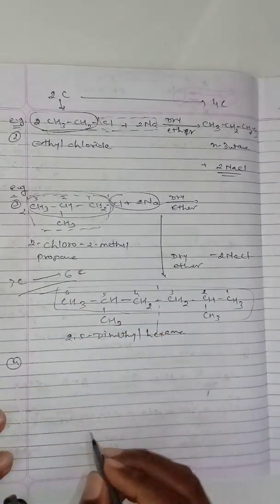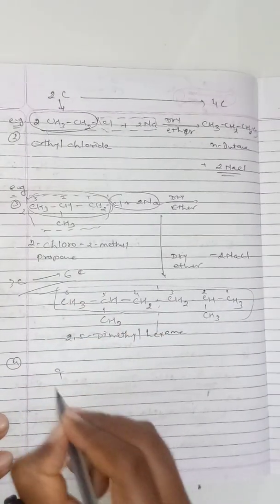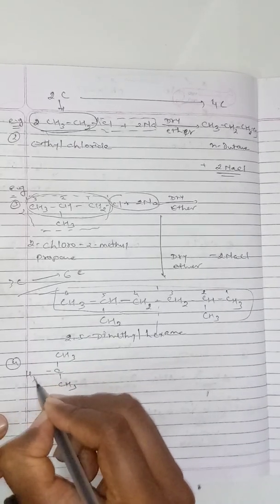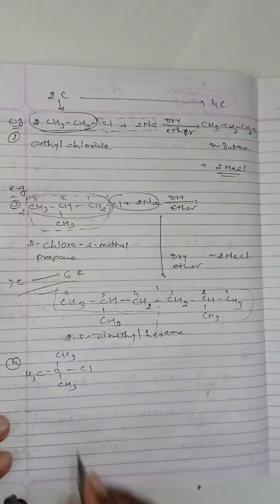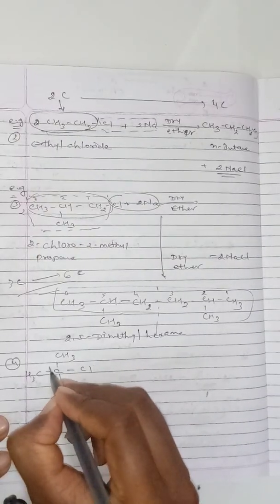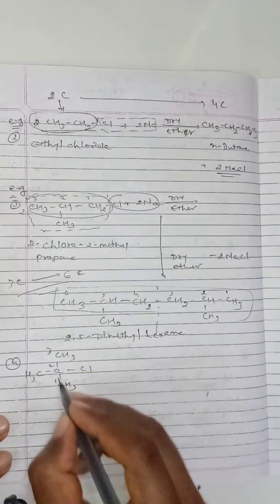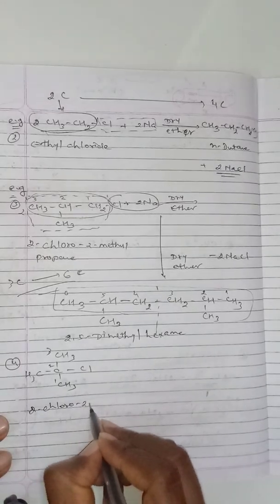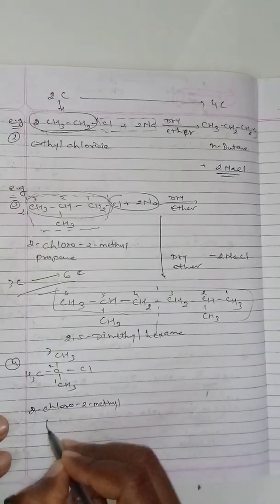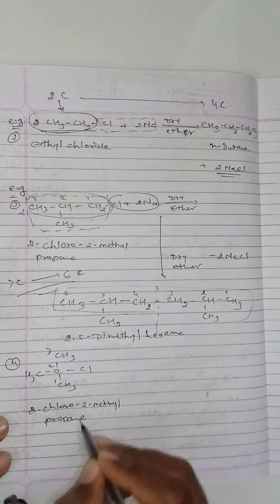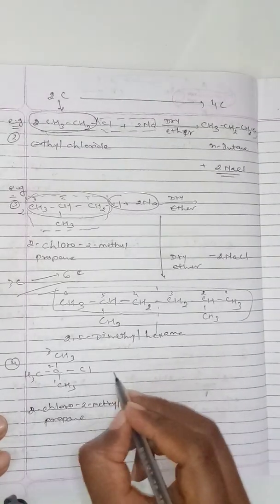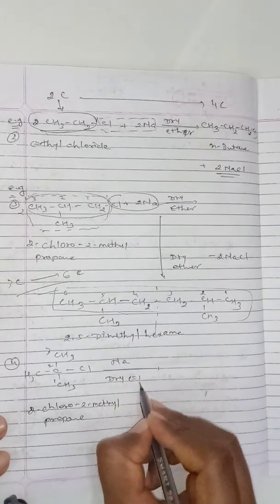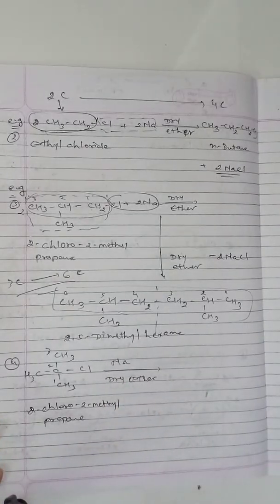Number 4. CH3, CH3, CH3 Cl, 1 2 3, 2-chloro-2-methylpropane, and react with sodium in the presence of dry ether.